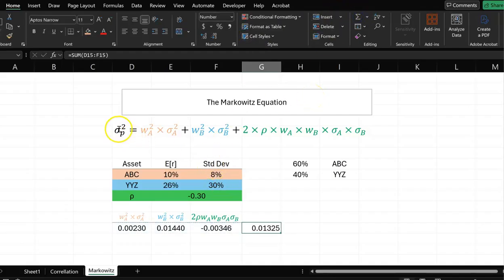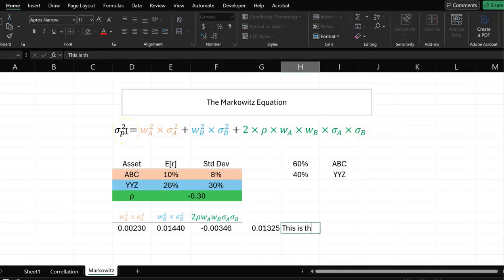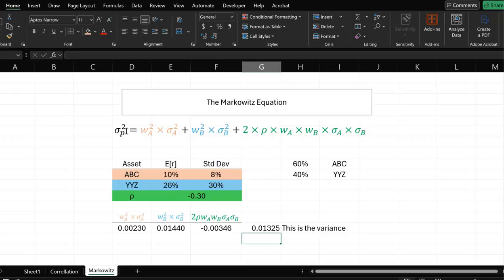there's that number there. Notice there's a squared here. This is sigma squared, so it means the square of the standard deviation. This is the variance. The result from the Markowitz equation is a variance. But that's okay because once we have the variance, we just take the square root of that, and that gives us the standard deviation. And so there's my standard deviation.